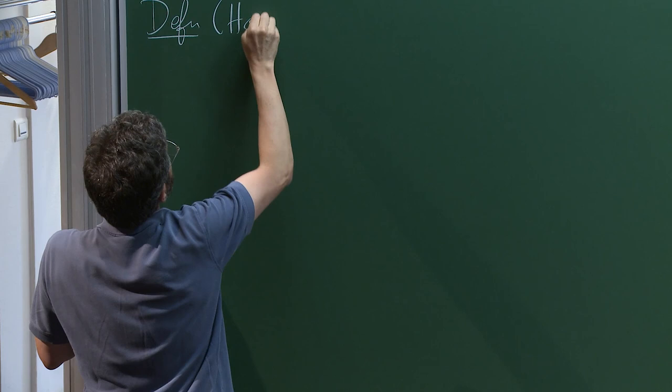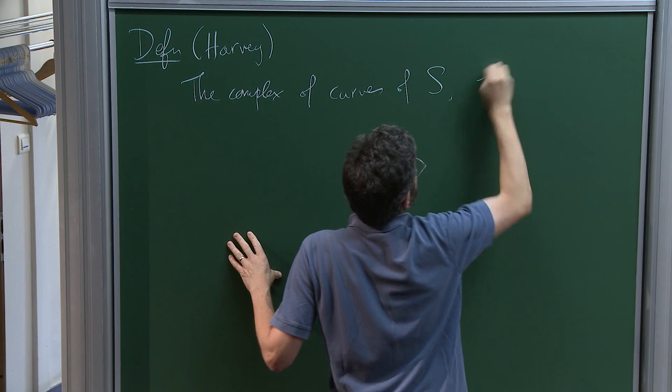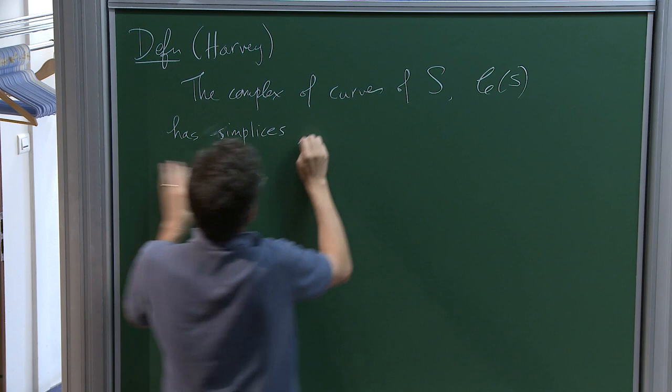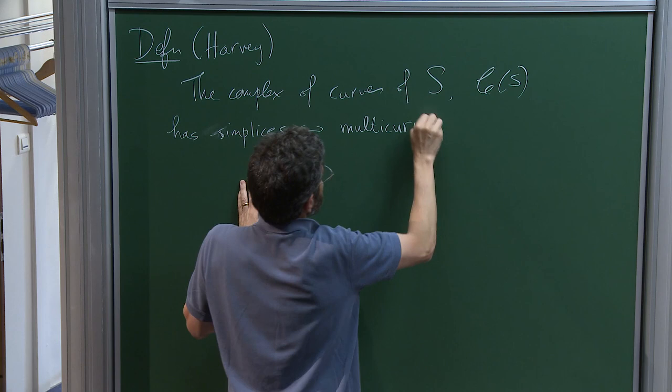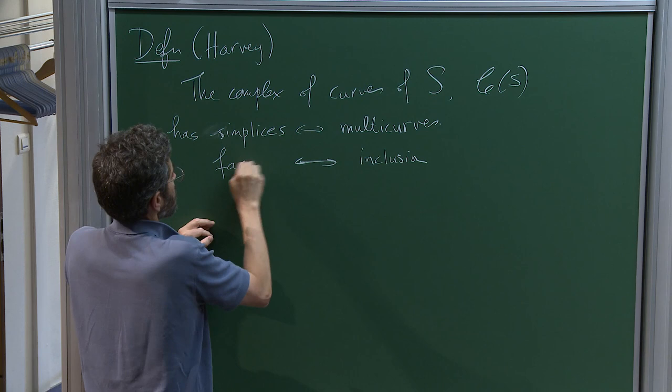Now define it here. The complex of curves of S, C of S, has simplices corresponding to multicurves. That's really all you have to say. Take all multicurves, where inclusion of multicurves corresponds to the face relation. Okay, so a vertex is a single curve, an edge is two curves, and so on.